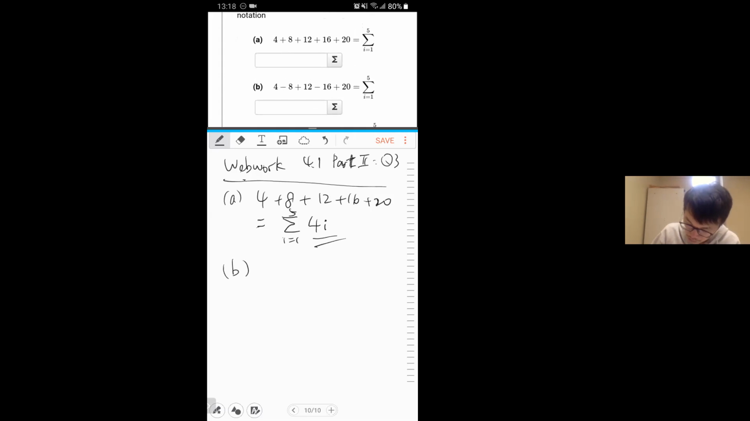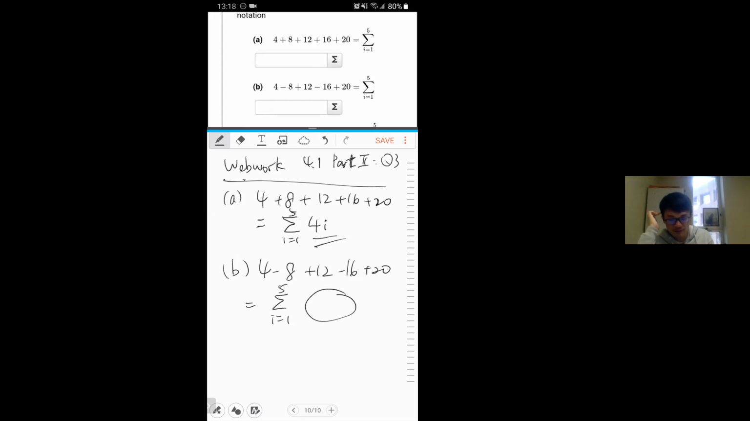Part B. 4 minus 8 plus 12 minus 16 plus 20. And you want to write that as sigma I goes from 1 to 5 of something. What is the pattern here? So 4, negative 8, positive 12, negative 16, positive 20. What is it?